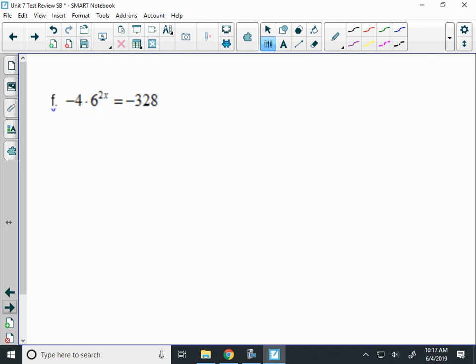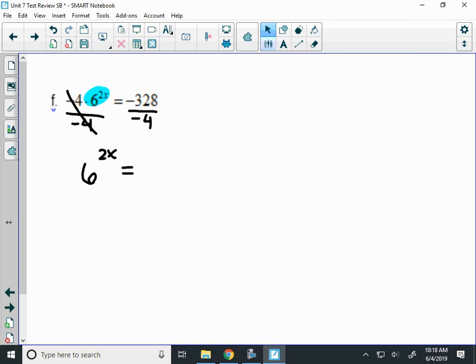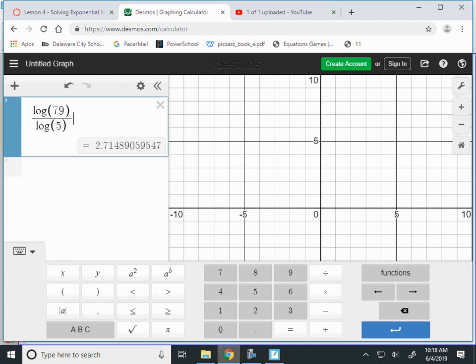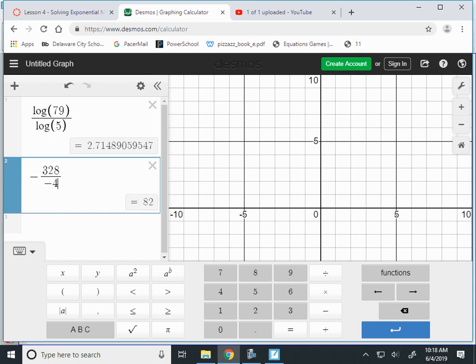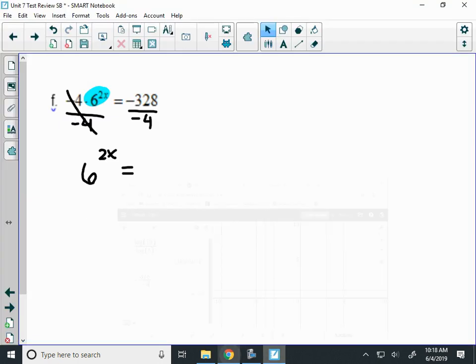All right, let's try f. Last one in this section, and we'll do some word problems. Negative 4 times 6 to the 2x equals negative 328. First, I have to isolate 6 to a power. To do that, I divide by negative 4. So I have 6 to the 2x equals. Now, a negative divided by negative will be a positive. But let's see, what's negative 328 divided by negative 4? Positive 82. So I have 6 to the 2x equals 82.